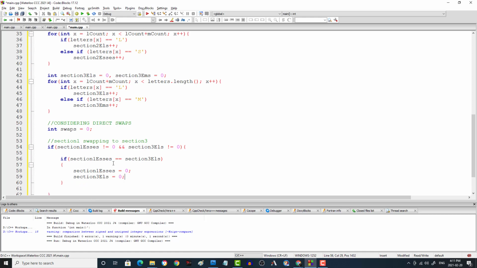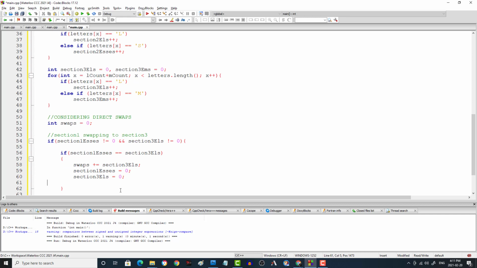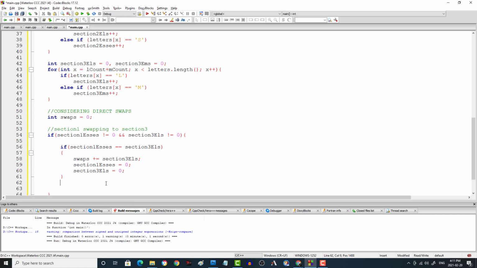Now, if we add the swaps here, so what I want to do is I want to say, well, how many swaps did we need? Okay, so we're going to say swaps plus equals, well, it was whatever section 3 L's was. Okay, or you can say section 1 S's because it's going to be the same number. Okay, but because we already set them to 0 here, this is just going to add 0. So we have to actually just move this command up to here so that we add it on before we set them down to 0.